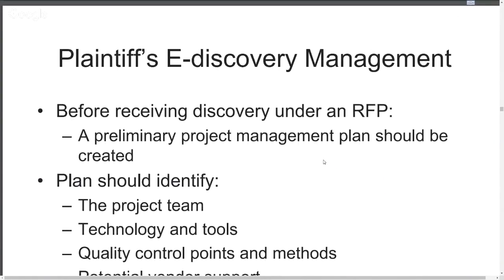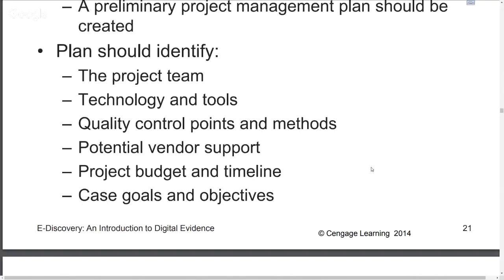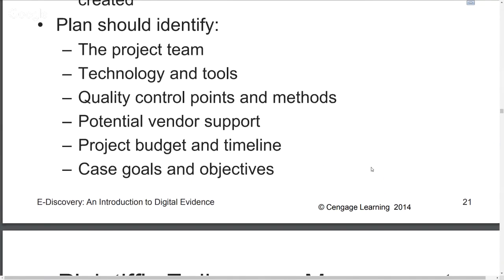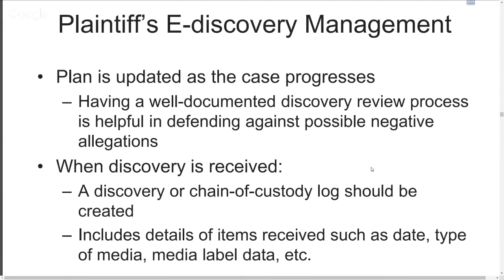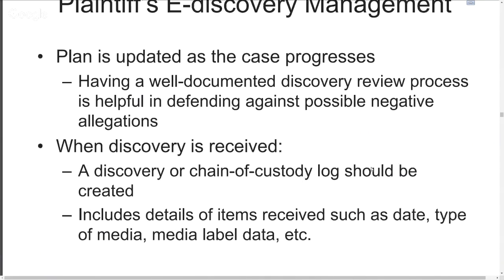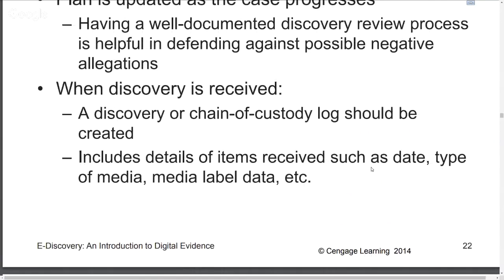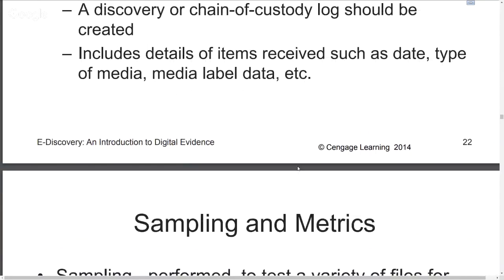Before receiving discovery under an RFP, a preliminary project management plan should be created. The plan should identify the team, technology and tools, quality control points and methods, potential vendor support, project budget and timeline, case goals and objectives. The plan is updated as the case progresses. Having a well-documented e-discovery review process is helpful in defending against possible negative allegations. When discovery is received, a document or chain of custody log should be created, which includes detailed items such as date, type, media label, data, etc.